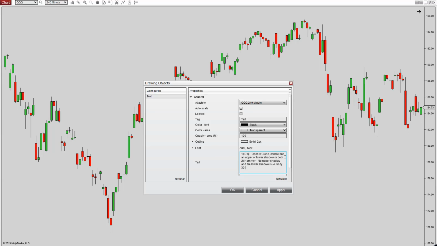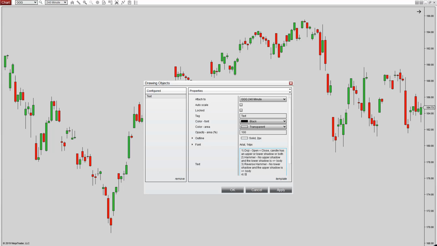Okay, let's go on to the next one. Reverse hammer. It's just going to be the reverse of the hammer. So it's going to have no lower shadow, and the upper shadow is equal to or greater than the body.